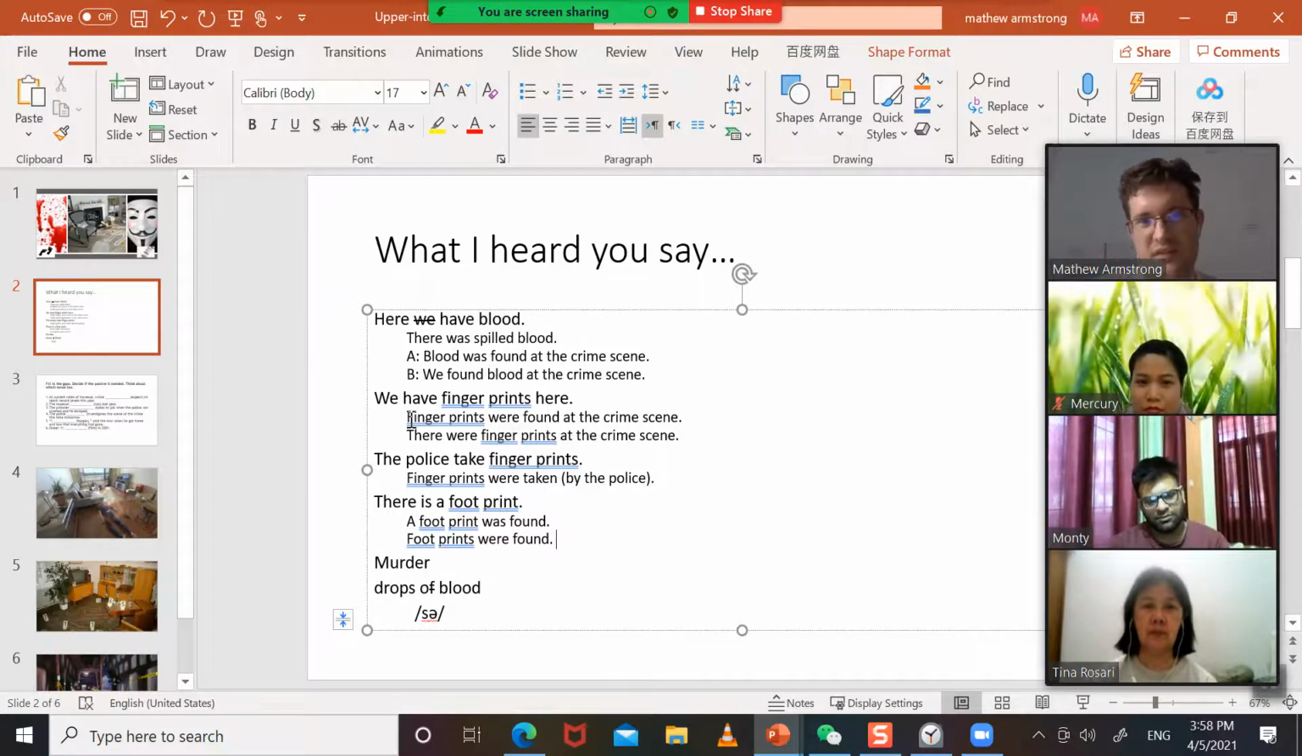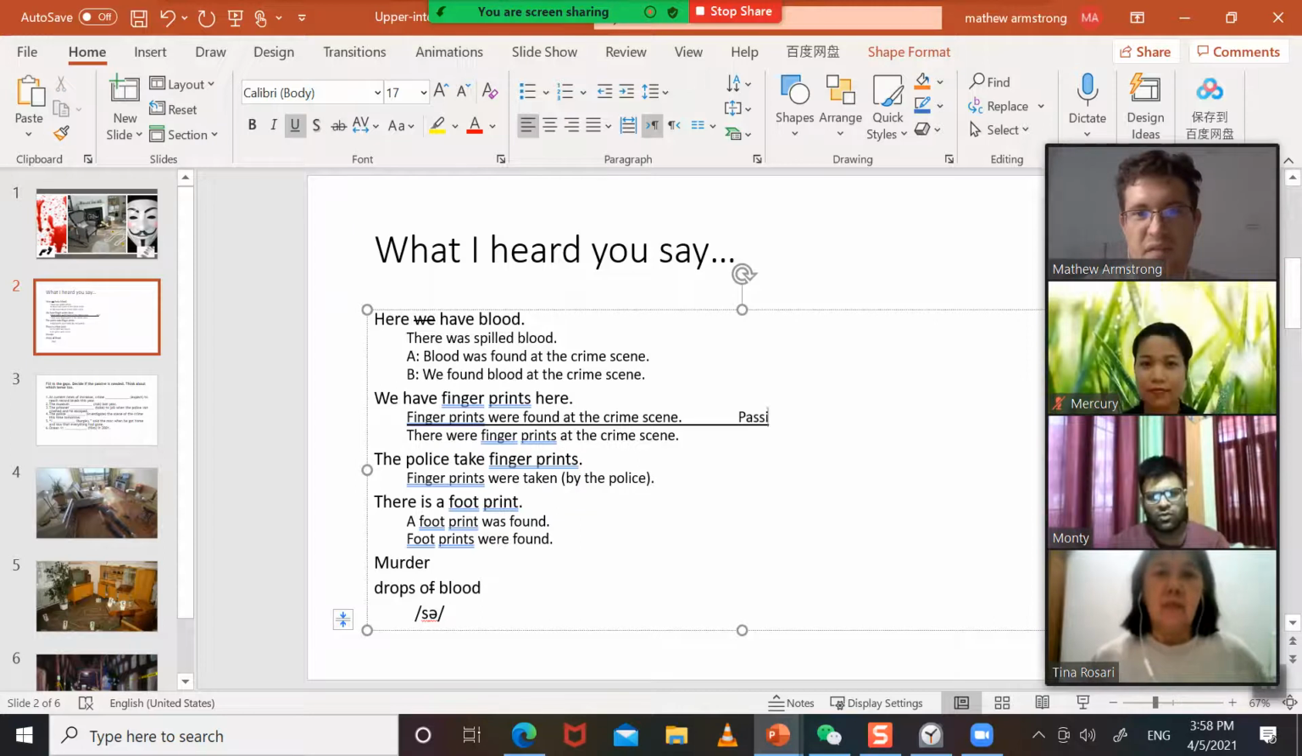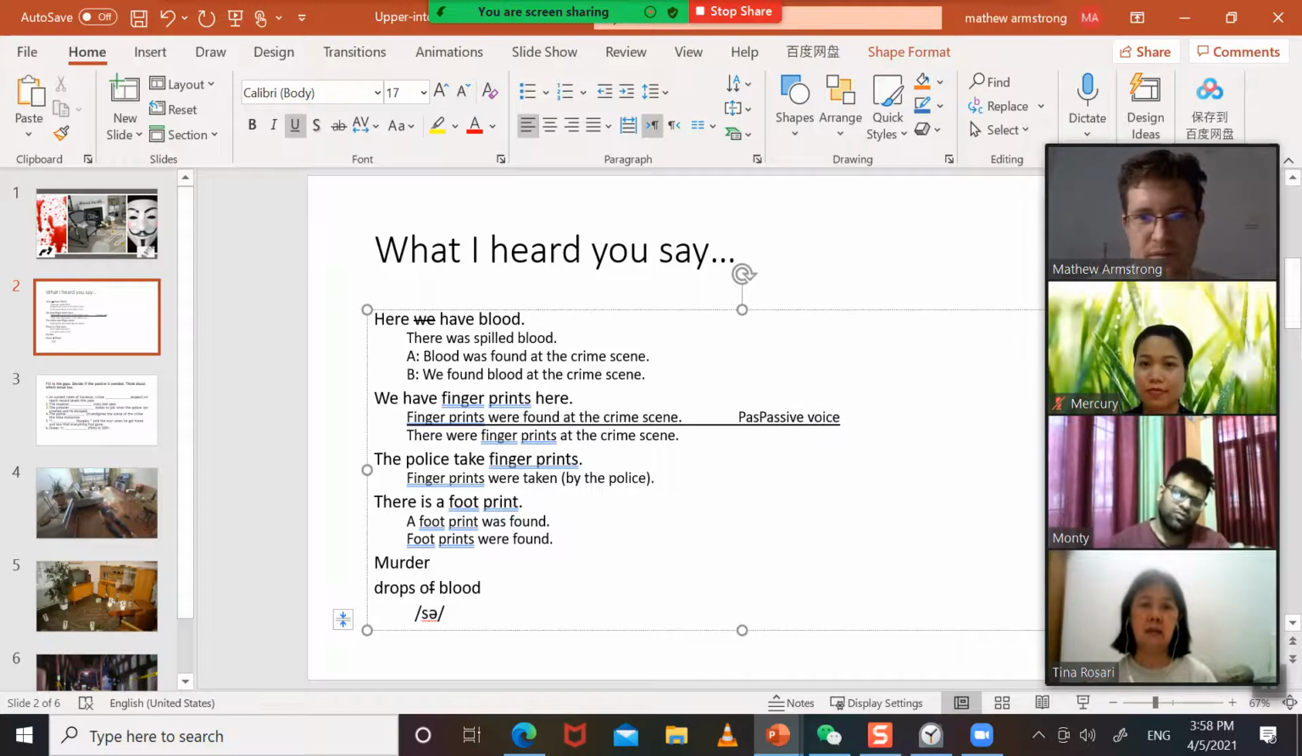What are these sentences called? This one. Passive voice. Passive participle. Okay, so this is called the passive voice, right? What tense is it? Found. Simple past.